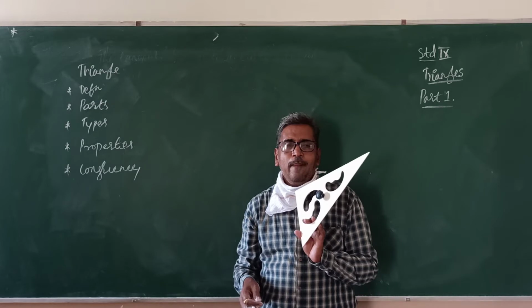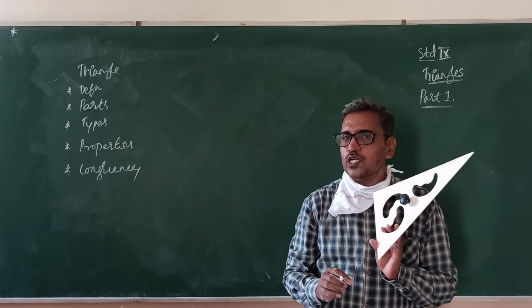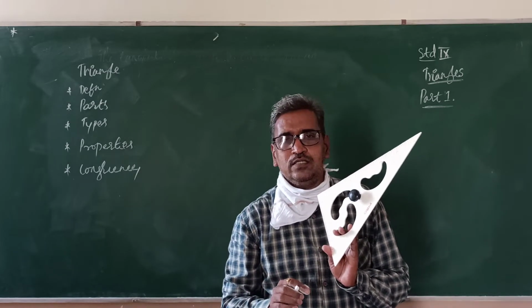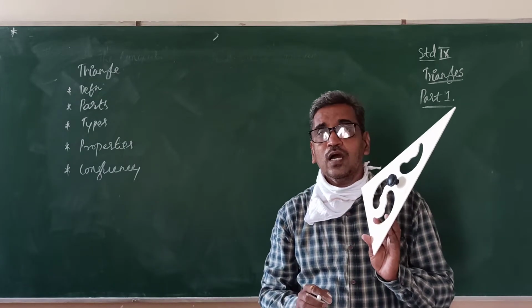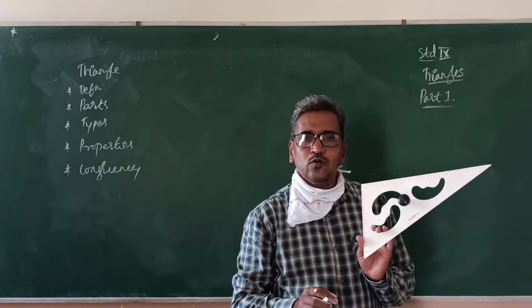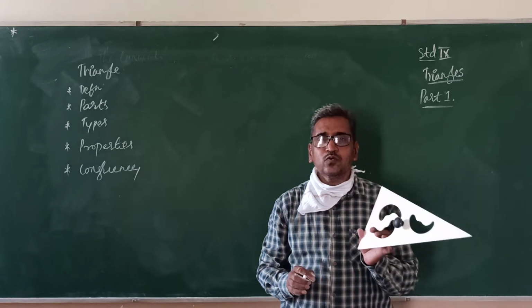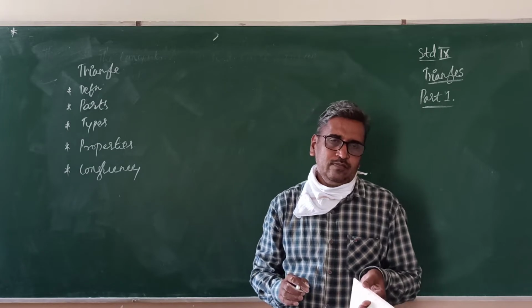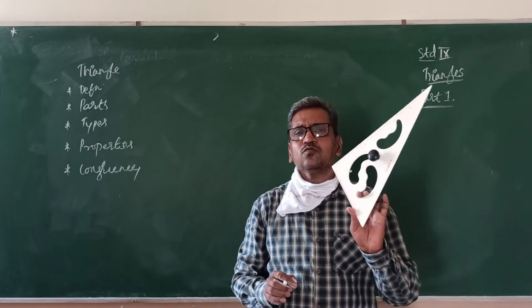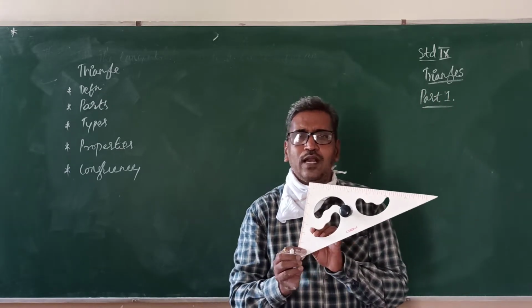They are used only to draw without compass and scale. You can draw parallel lines. To draw parallel lines, these two shapes are used, so these are called set squares. This is a triangular shape. Then can you define what a triangle is?